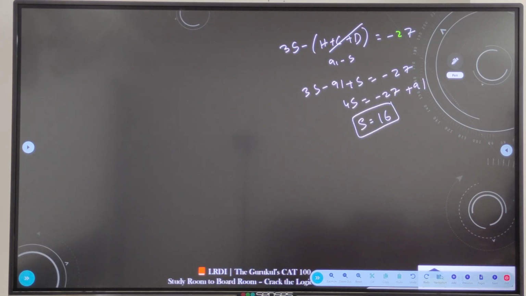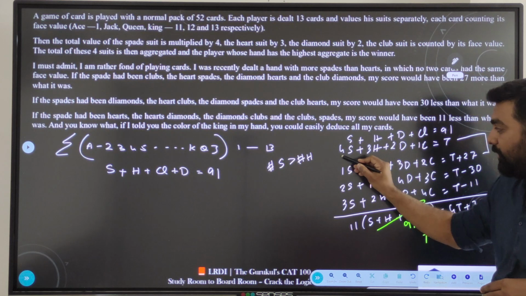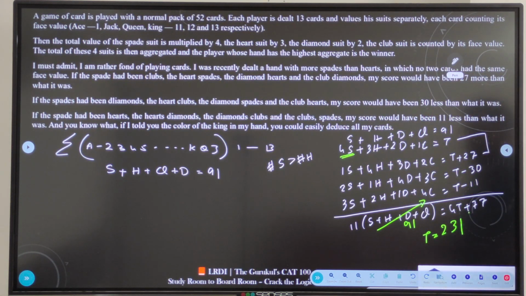Let's look at hearts. I'll solve one more. Let's see hearts. Which two can I subtract to get hearts value? If you observe carefully, we took spades with 4, then we got the answer, which means hearts with 4 should give me the answer. Hearts with 4 should be subtracted from what? Perfect. If I take 3 and 4 equations, solving this two, I can get some answer.